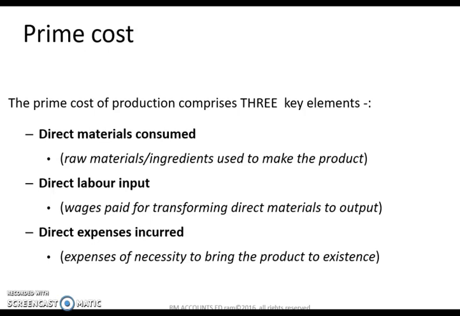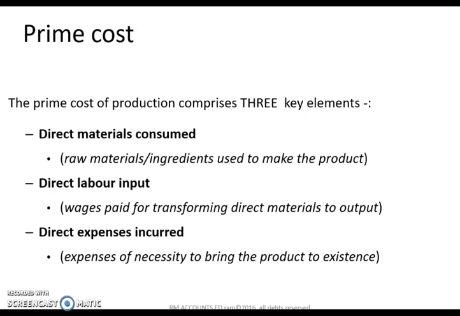Then you have the direct labor input, and this will refer to those persons who are actually going to be transforming the raw materials into an output. So, for example, if you're making that chair, it would be the joiners who would be the direct labor. And if you're making that cake, it would be the baker or the cake maker, whatever you call that person that will be making the cake. So that's our direct labor input.